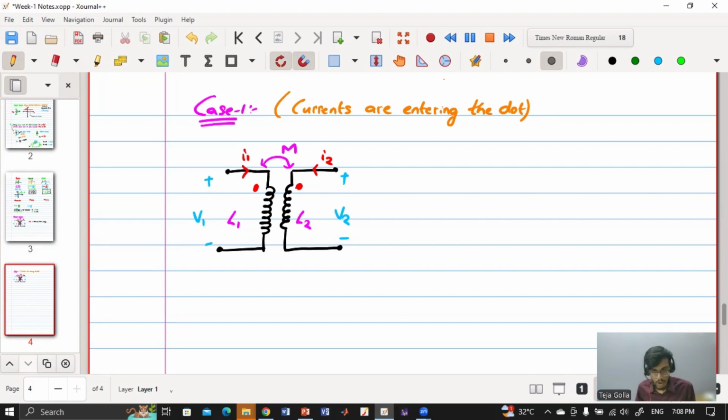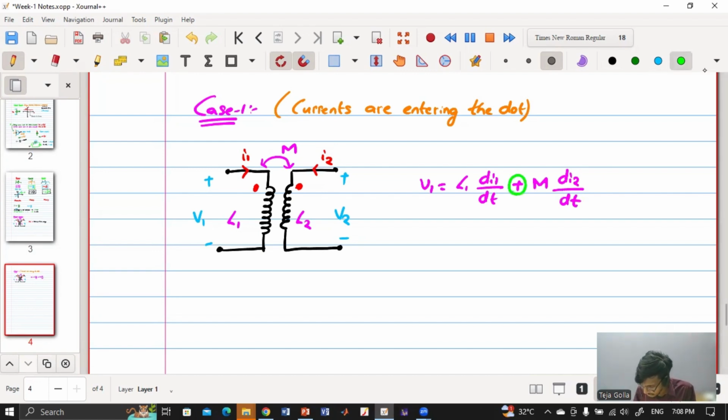So if the currents are entering the dot, then V1 will be positive. So L1 into di1 by dt, which is because of the self inductance, and another term is because of the mutual inductance, which is caused by the second coil. Because current is entering the dots in both the cases, this will be a plus sign.